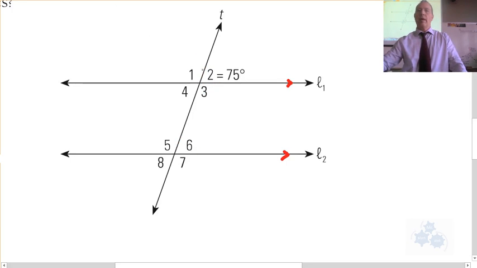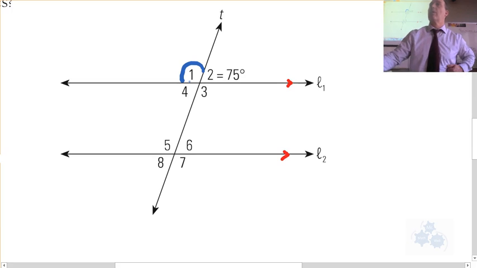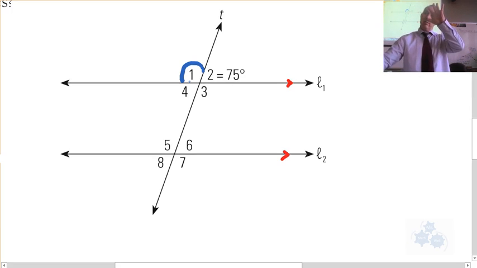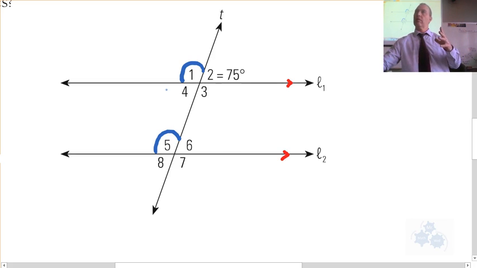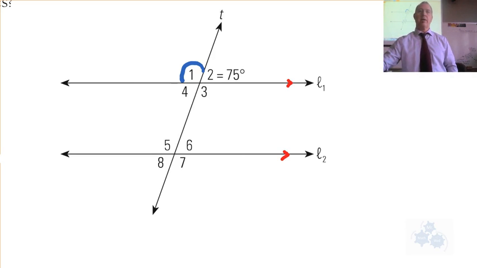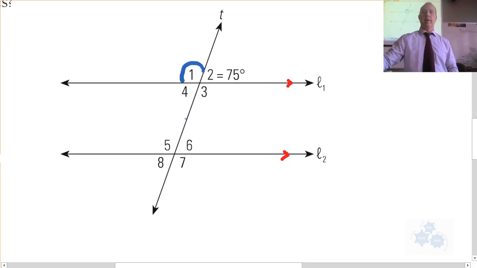Now, what angle is equal to number 1? Name me one. There's a few. What angle is equal to number 1? Did you say 5? Who would agree that angle 1 and angle 5 are equal if these lines are parallel? Yes, no? Agree? Okay, that is correct. What's one other angle that's equal to 1? Another one. 3, yep, 3.